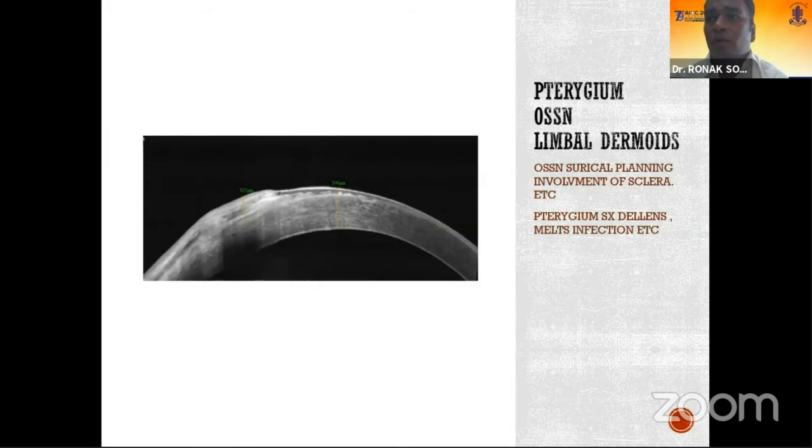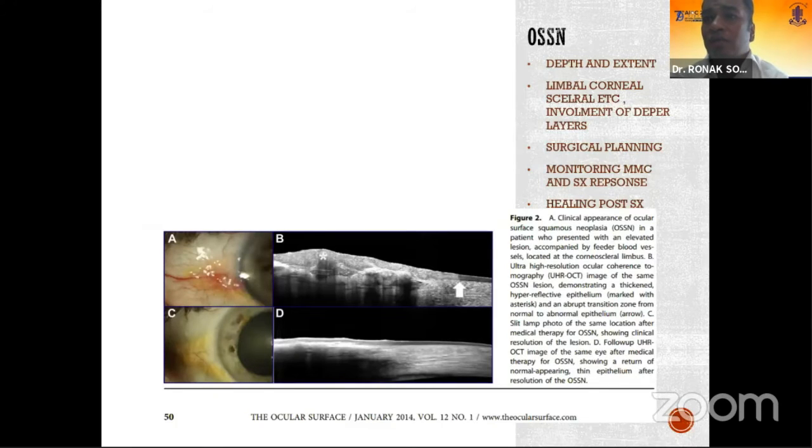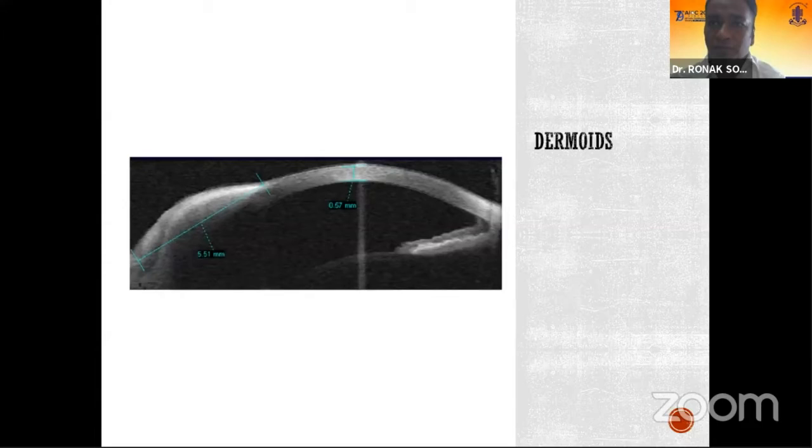Pterygiums, OSSN, and limbal dermoids, you can keep assessing the surface regularity and the epithelialization. In OSSN, you can clearly see a specific sign where there is a hyperreflective epithelium and an abrupt transition zone from normal to abnormal epithelium. This is the pre and post-treatment photograph where treatment response to the medical management in the form of interferons is seen. No need for surgical intervention as of now in this case.